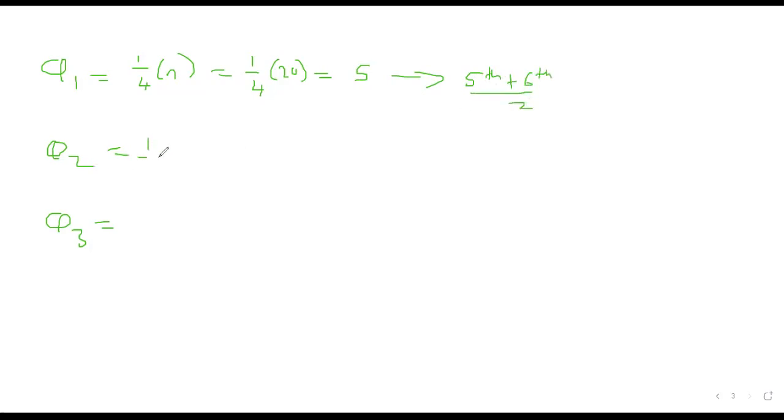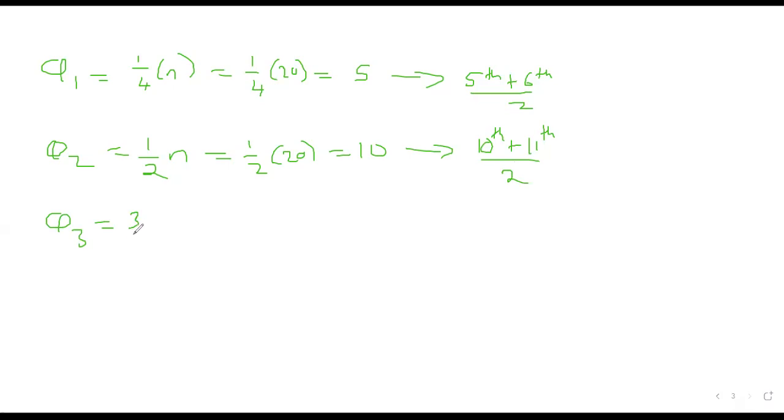Then Q2 is half of n. Our n in this case is 20. So half of 20, we're going to get 10. What does this mean? Which two numbers are we considering? The 10th position and the 11th position. 10th position and the 11th position, you divide by 2. Take note that other books will ask you to use n plus 1, but the rule slightly changes. But whatever rule you get, you need to understand the underlying principles.